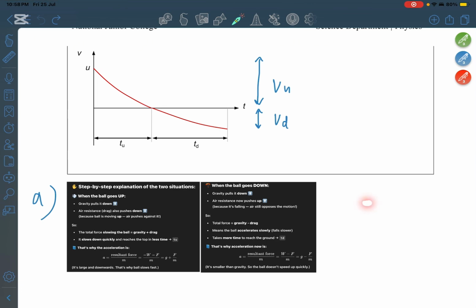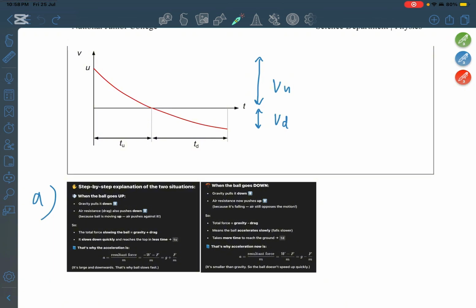But as the ball goes down, gravity is going to pull it down, right? But air resistance now pushes up, because as it's falling, air is still going to oppose any kind of motion. Air resistance is like your biggest enemy and wants to make you fall. It's going to oppose every single thing you do. And so that means the total force is going to be gravity, its own weight, minus the drag force acting on it, which is the opposite, right? That means the ball is going to accelerate slowly. It's going to fall slower, right?